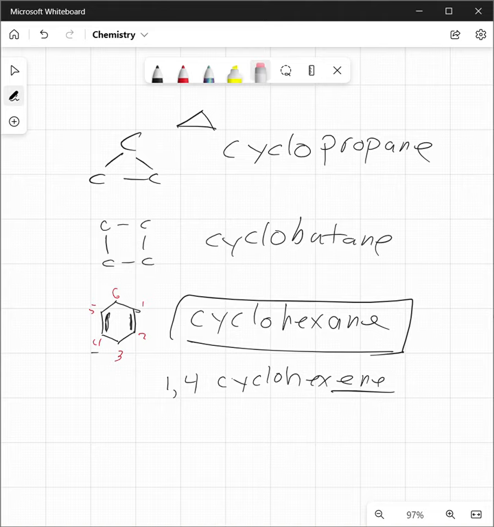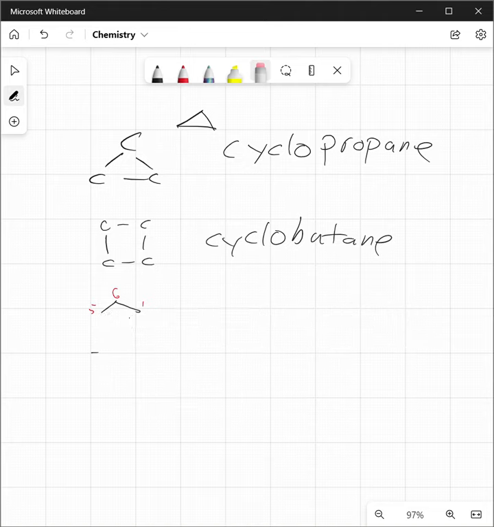Yep. So now we're going to get to a very important structure, with 6. I'm going to get rid of all these just so we don't get confused. It does have 6 carbons. And it's got alternating double bonds. Every other carbon has a double bond. Okay. So that is, well, you can call it 1, 2, 3, 4, 5.